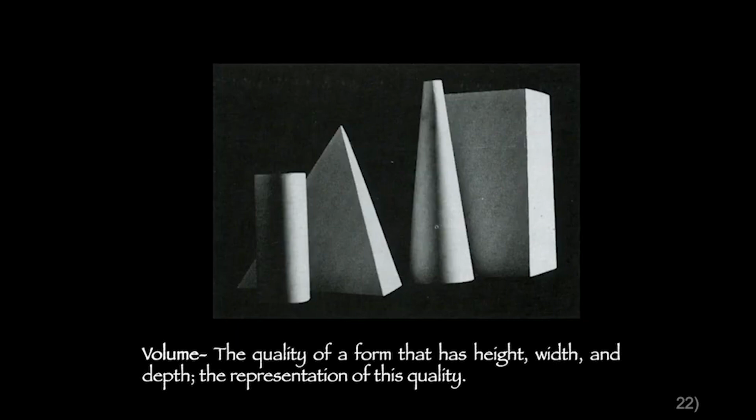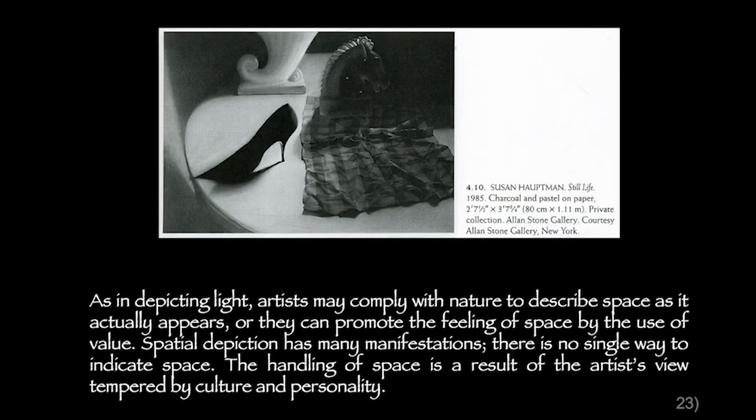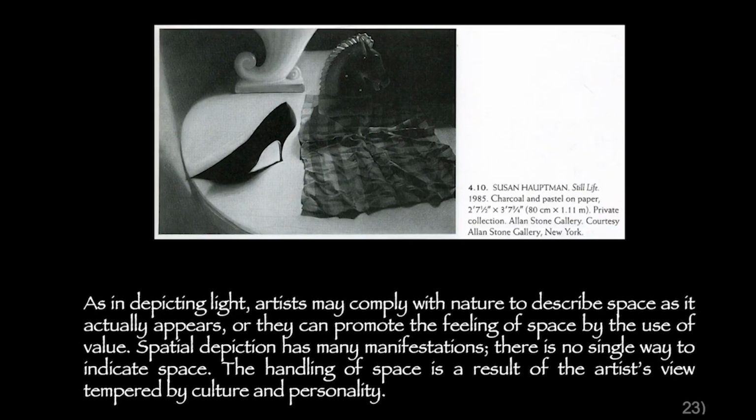Volume is the quality of a form that has height, width, and depth, and this is the representation of this quality. So as in depicting light, artists may comply with nature to describe space as it actually appears, or they can promote the feeling of space by the use of value. Spatial depiction has many manifestations. There's no single way to indicate space. The handling of space is a result of the artist's view tempered by culture and personality.